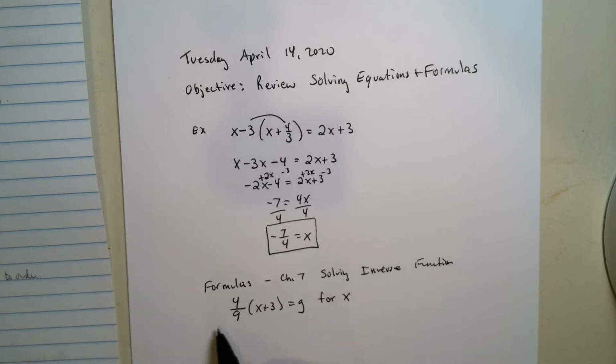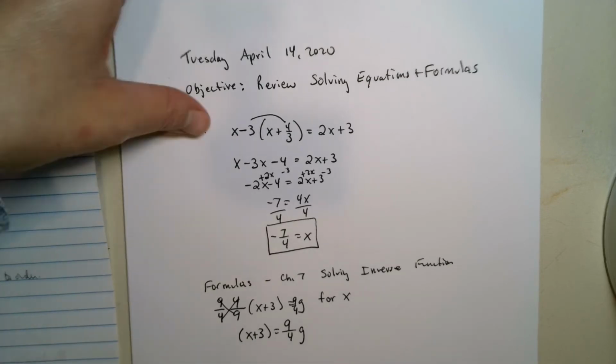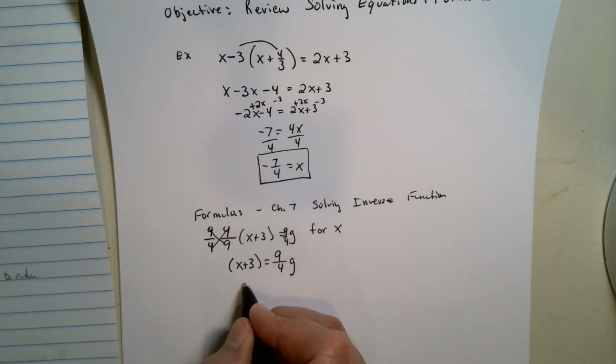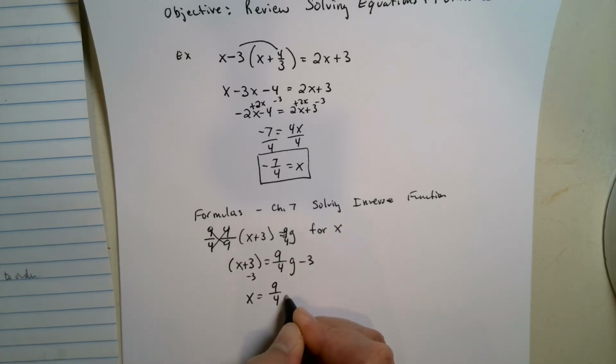And so you could distribute, but when we were working with inverse functions and when we did these way back in August, we talked about how you could multiply by the reciprocal of 9/4 first, just to get rid of it, but you cannot touch the 3 until you get rid of the 9/4. So now I really shouldn't have written those parentheses. If I were writing on the board, I would erase them, but they're not needed anymore once that 4/9 is gone. And so the last thing I need to do is subtract the 3. So x would equal 9/4 g minus 3. And this is our answer.